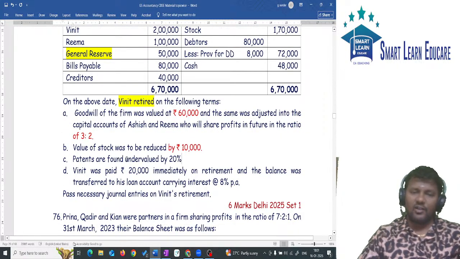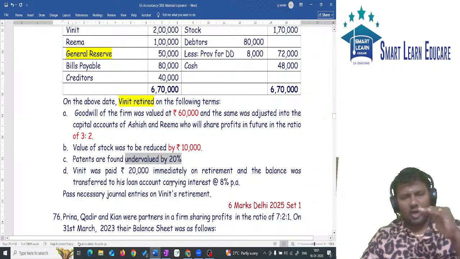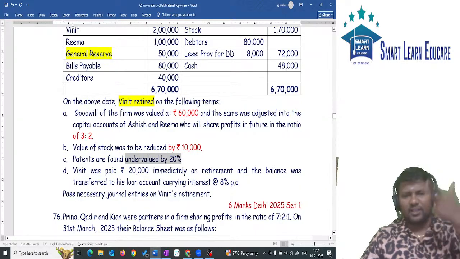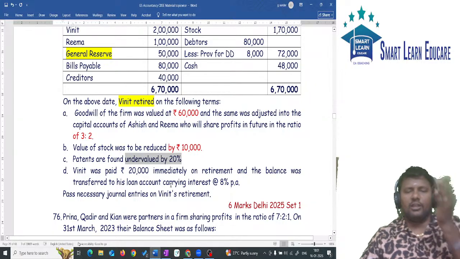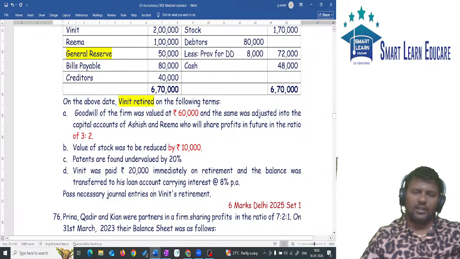Patents undervalued. Yesterday we discussed this adjustment, undervalued and overvalued. When it is undervalued, it is not a loss. The stock is wrongly undervalued. We need to revise this, rectification of error. We need to increase the value. And how much is paid to retiring partner? 20,000 is paid to retiring partner immediately, and the balance is transferred to loan carrying an interest of 8%.